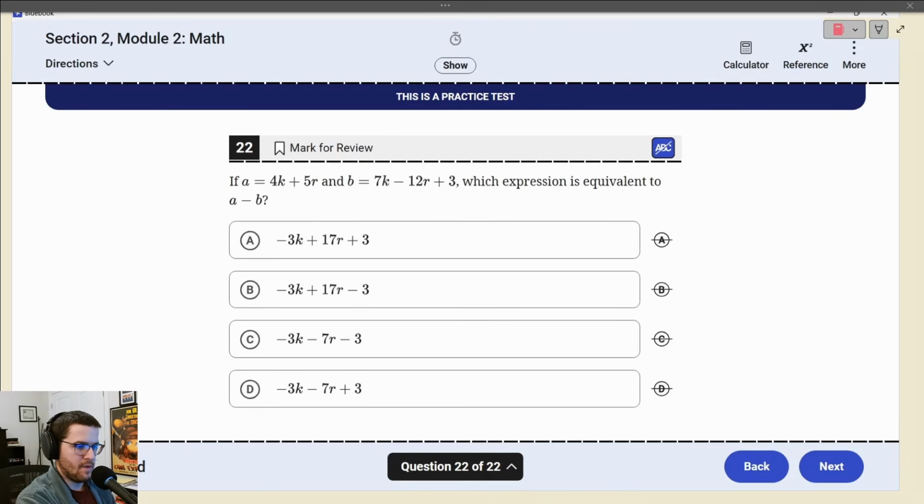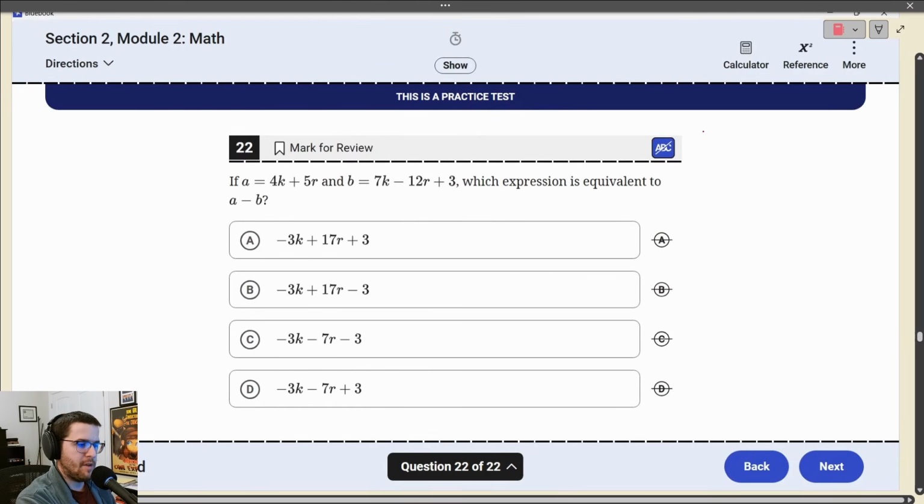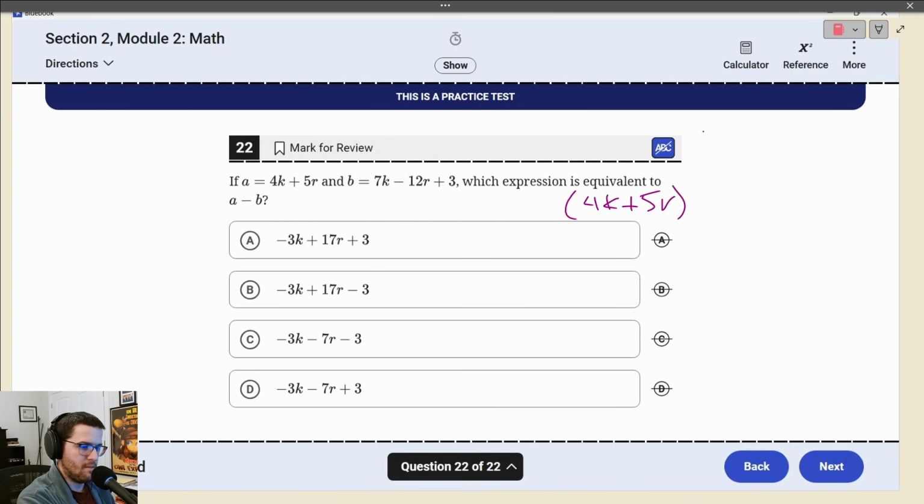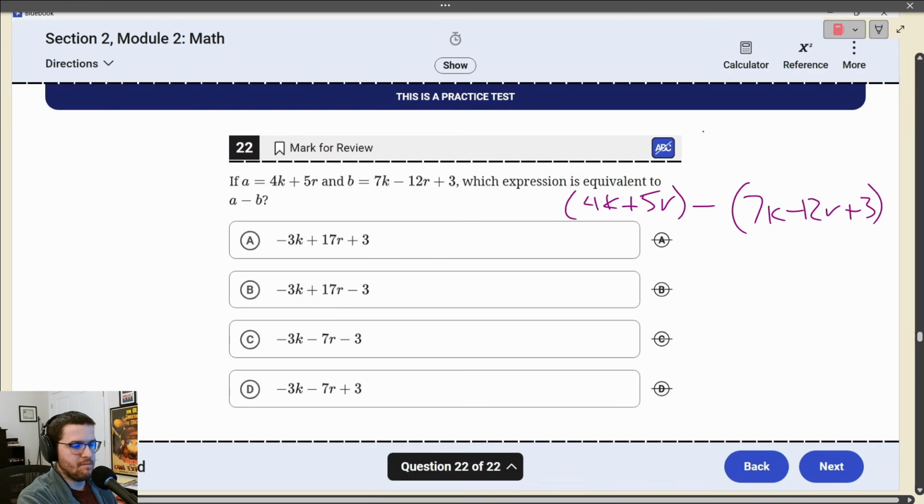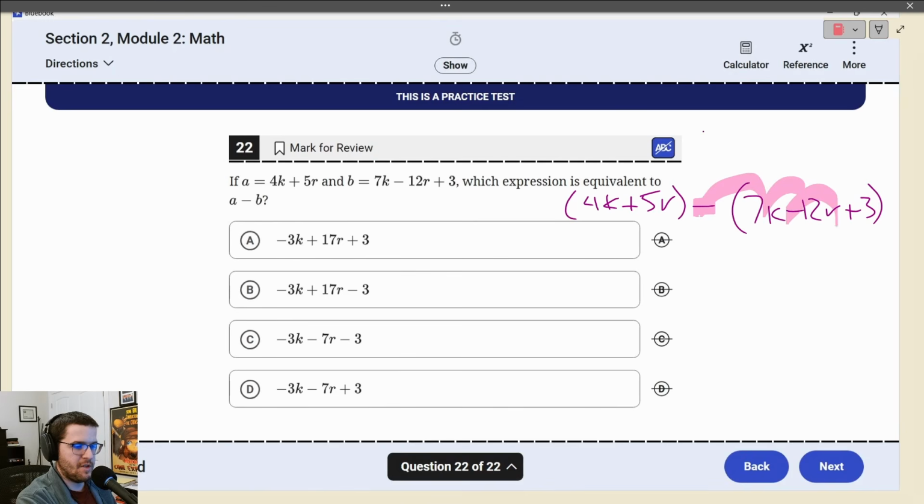Okay, question 22. So we're going to do a minus b. So we're going to do 4k plus 5r minus b, which is 7k minus 12r plus 3. Really important, guys: when you distribute a minus sign to a set of parentheses, it's got to go to every single thing. So every single thing here needs to change sign. If I start expanding this, I get 4k plus 5r minus 7k. The negative 12r becomes plus 12r, and the positive 3 becomes minus 3.